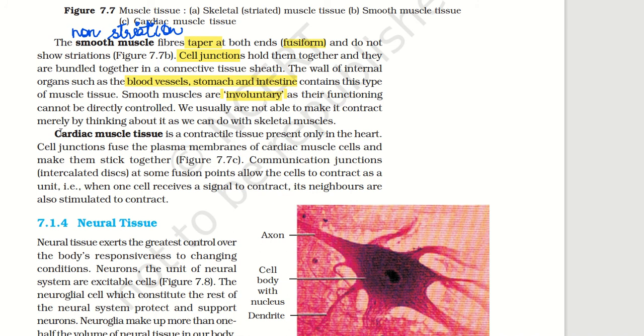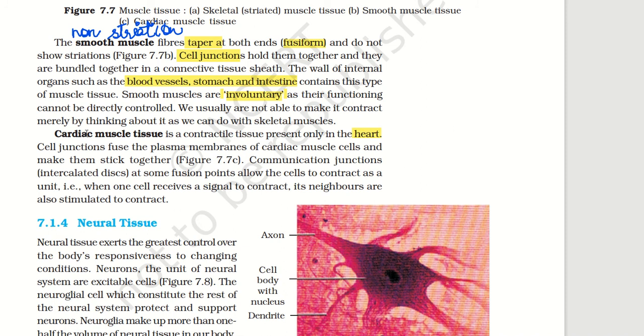Now we come to the third type, which is cardiac muscles. Where is it found? It is found in the heart. So the heart is made up of cardiac muscle tissue. Can we control the functioning of the heart? No, we cannot control the functioning of the heart. So it is involuntary muscle.